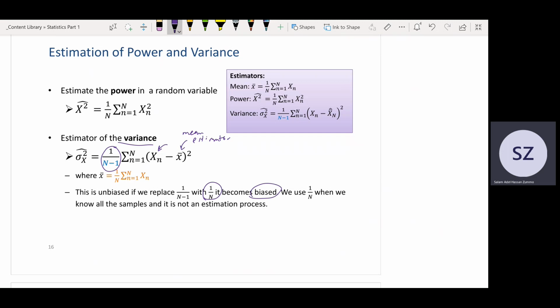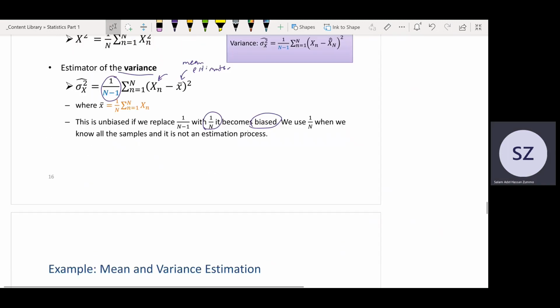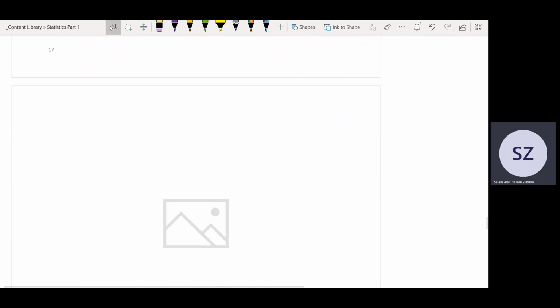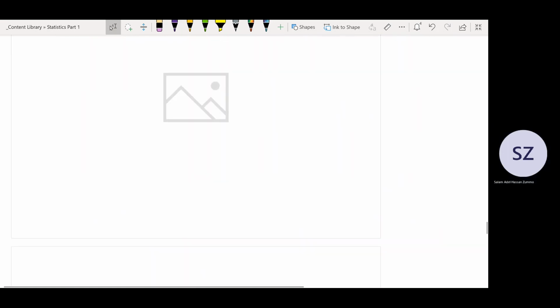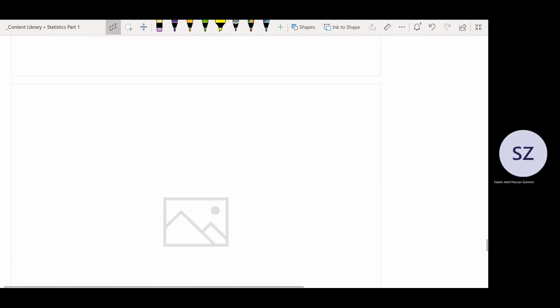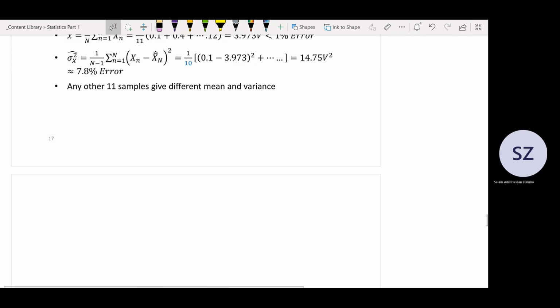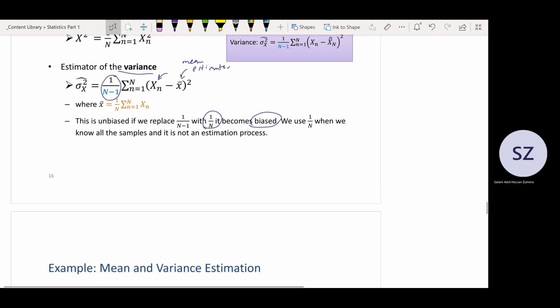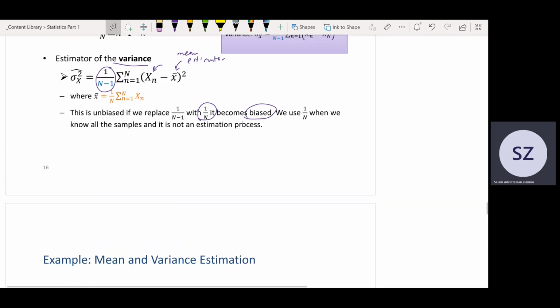So basically, if you have 1 over n and calculate the average of this estimator, you will get a biased estimate. And the proof of this is basically, I added it to the last slide. Okay, so that's clear, guys?